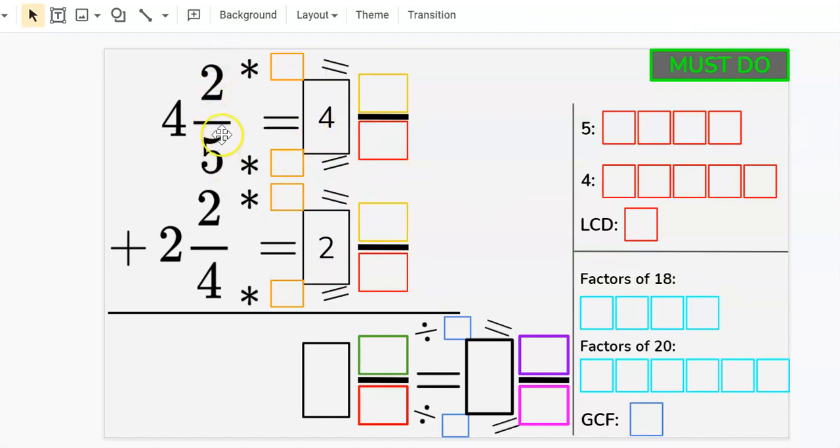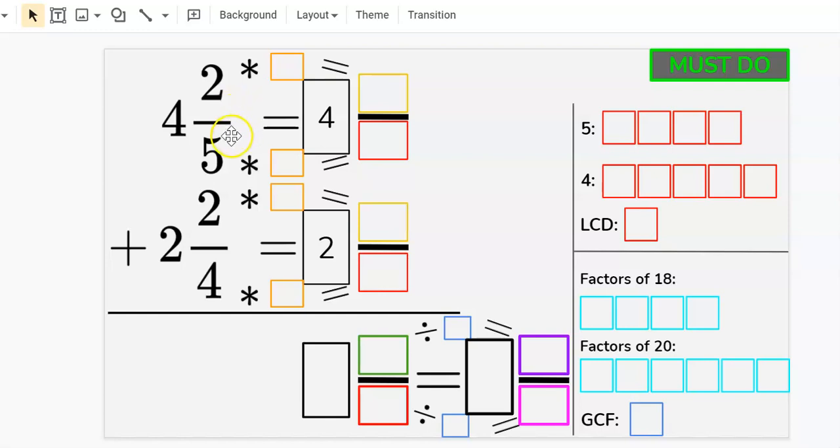Then I see that these are unlike fractions. The denominators are not the same. And we know that before we add fractions together, we have to have like fractions. The denominators need to be the same because the pieces need to be the same size.